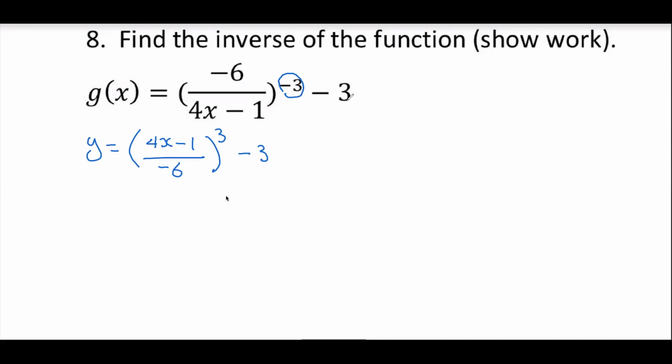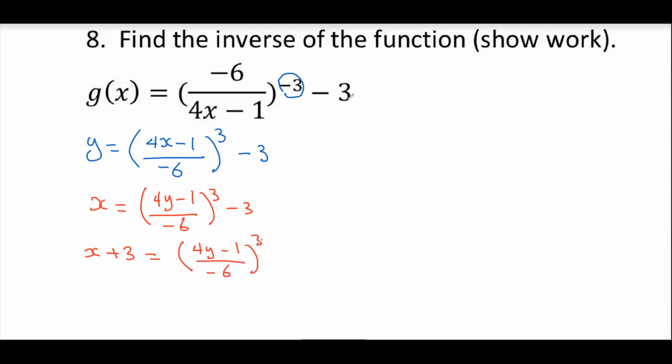And now we're going to start doing the inverse. To find the inverse, we always change y to x and x to y. So that's x equals 4y minus 1 over negative 6 to the power of 3, minus 3. Algebraically, now I'm just going to move the negative 3 to the other side. So I'm going to have x plus 3 equals 4y minus 1 over negative 6 to the power of 3.